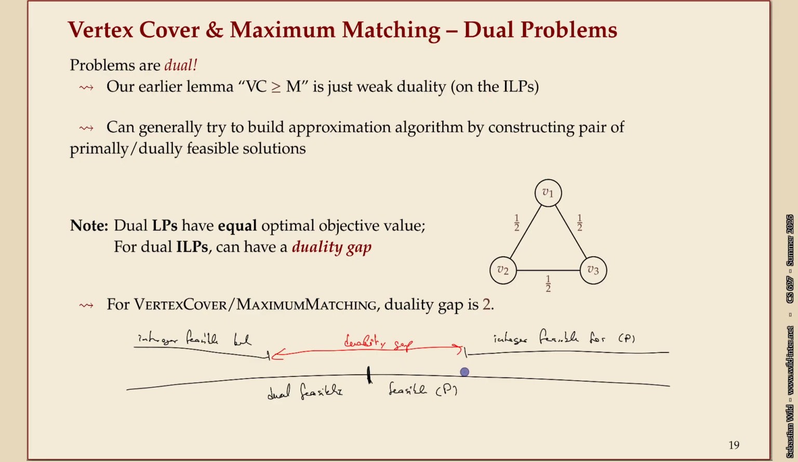Of course, we also have this here. That's the integrality gap that we've seen before. And for vertex cover and matching, a simple example, and we've seen this before, is that this duality gap is 2. In the worst case, it is at least 2, and it's also never more than 2.